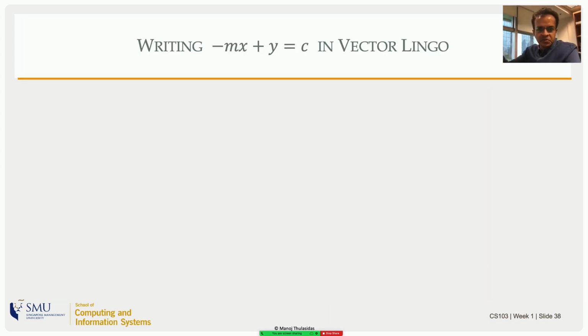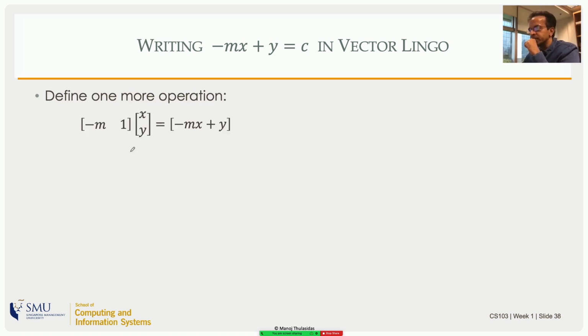So let's just do one more thing before we wrap it up. We want to write this equation, minus mx plus y equal to c, in the language of linear algebra, vectors and matrices. We know what a vector is by now. It's an ordered pair of numbers. So let's define one more operation. So we had a vector which is x and y written this way. This is the only way we'll write vectors always. It's a column. We'll always try to write vectors this way.